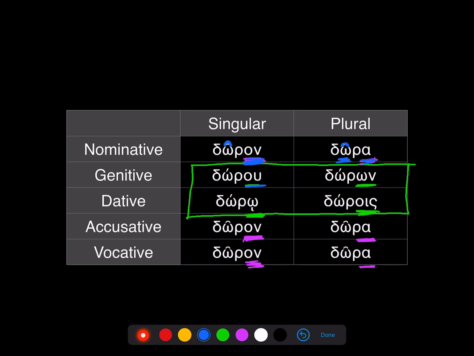But in the genitive and dative, singular and plural, we have long endings, right? So oo, a diphthong, oi, own, ois. So long vowels and diphthongs. So now, since we have long, long, it's an acute. Okay? That's the only difference between doron and futon, is that they happen to be accentuated differently.